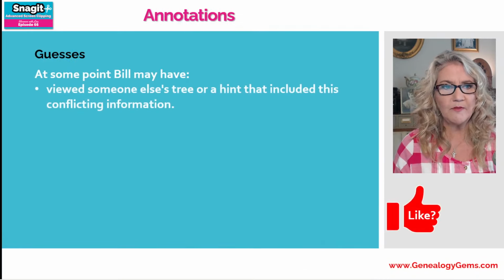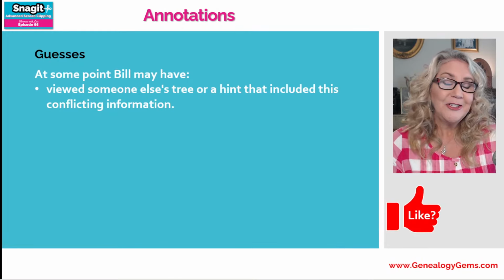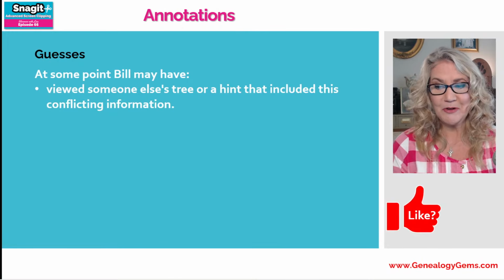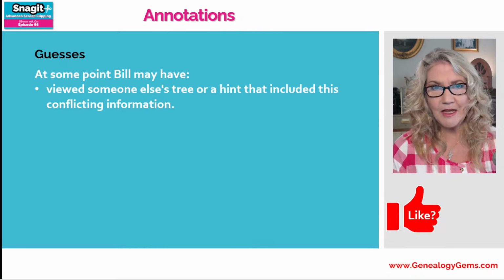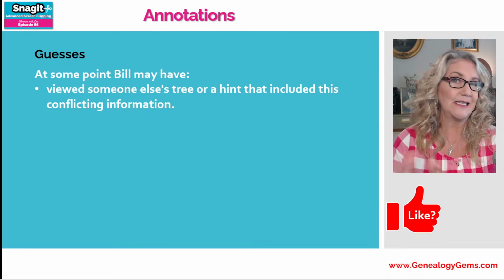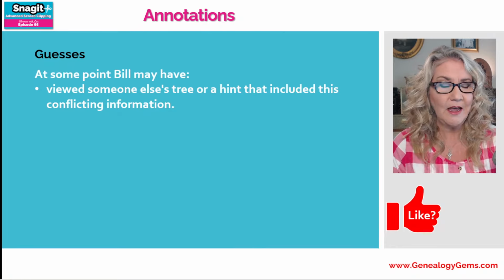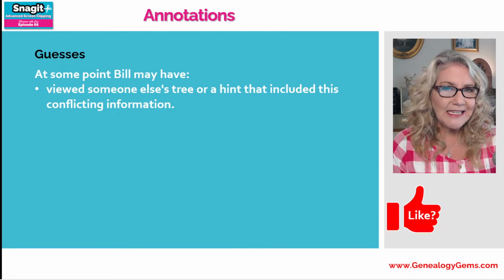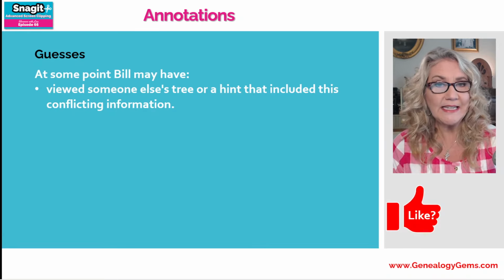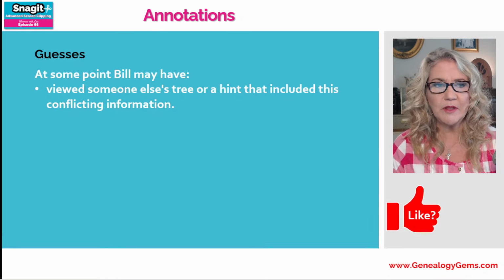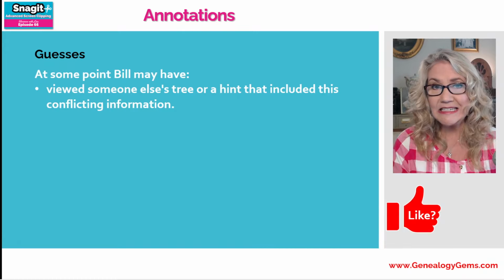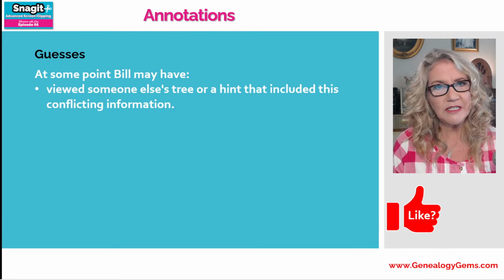So super helpful. Okay, so just to kind of wrap up the problem that we were trying to solve for Bill, here were some of my guesses for him. I can't solve all of it. I really think this is probably going to have to go to Ancestry's court. But my guess is what might have caused this to happen is that at some point Bill may have viewed somebody else's tree, or he might have viewed a hint that included the conflicting information. And for some reason, the system hung on to it.